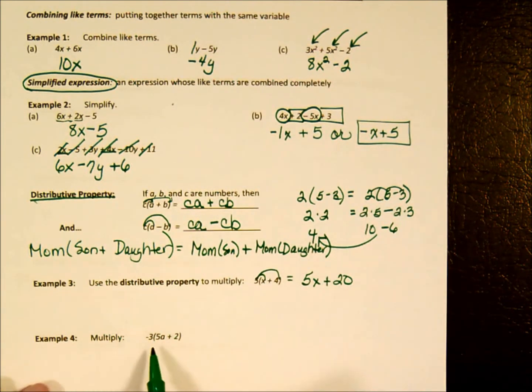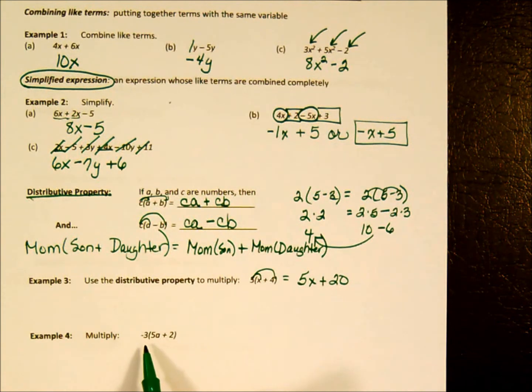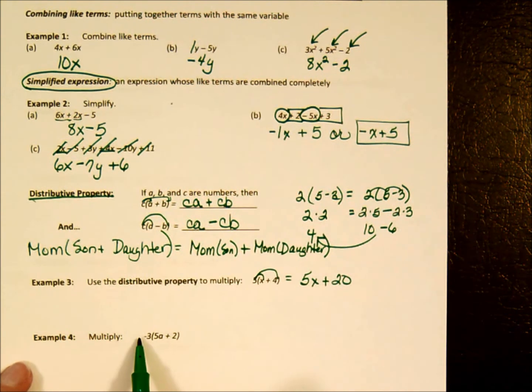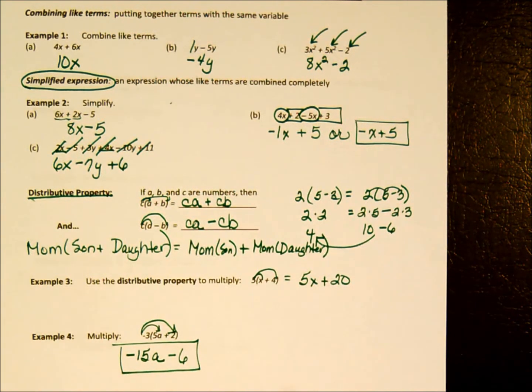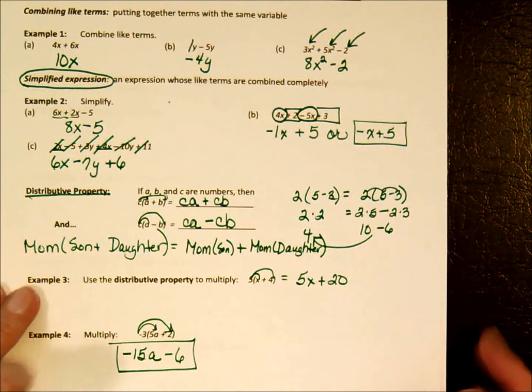So let's look at this next one, example 4. What is being distributed is a negative 3, and it stays a negative 3 the whole time. So negative 3 times 5a is negative 15a. Now don't write the plus sign yet. Wait till you distribute. Negative 3 times positive 2 is minus 6. That way you end up not having double signs, which you definitely do not want to have.